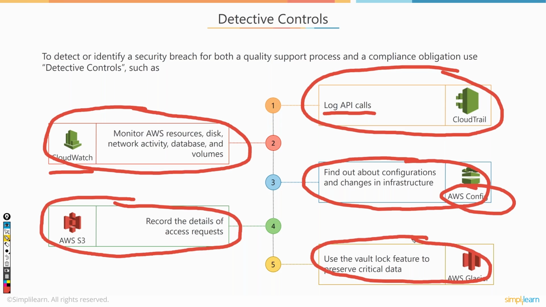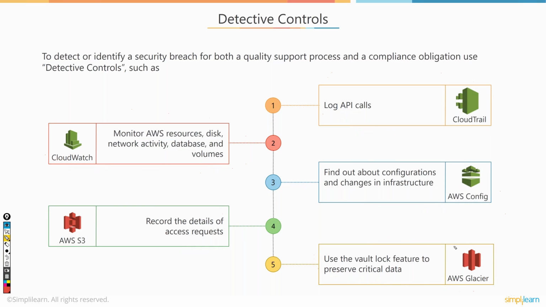Now, one of the last features of detective controls is that you can use a vault lock feature to preserve critical data in Glacier. What it means is, imagine, recently I worked for a financial company, and I was responsible for building a storage system for all of their trading and all of the information, pretty much every single activity within the whole organization. And the organization was pretty big.